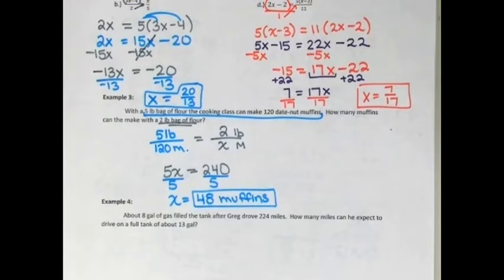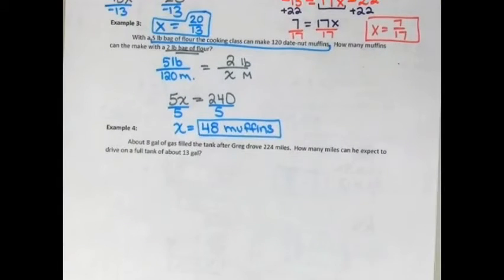All right, example 4. About 8 gallons of gas filled the tank after Greg drove 224 miles. How many miles can he expect to drive in a full tank of about 13 gallons? Can you guys set up a proportion there? You can go ahead and put your computer away as well, please. Thank you, sir.